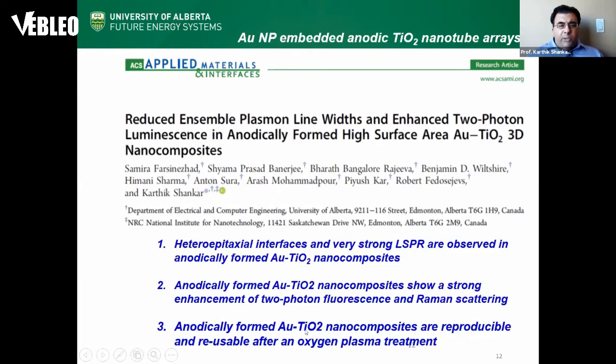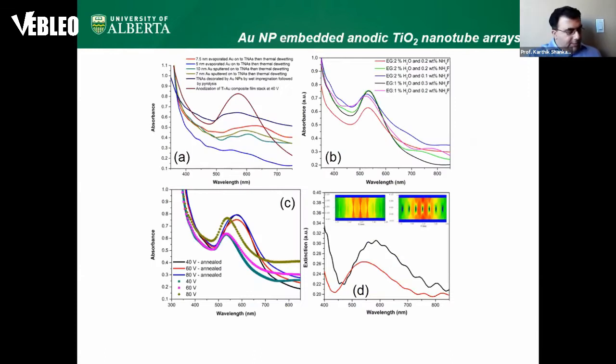And because both gold and TiO2 are very photochemically stable and chemically resilient, these are reproducible and reusable. So if you use them to drive a chemical reaction, for instance, all you need to do is perform an oxygen plasma treatment, and then you're ready to use these again. So that's a huge advantage.